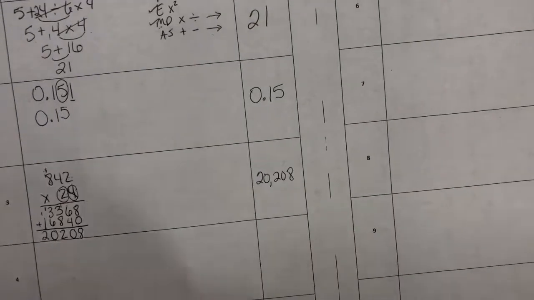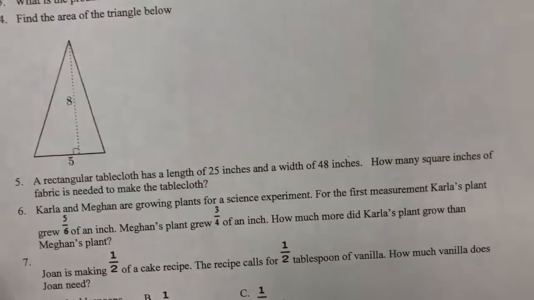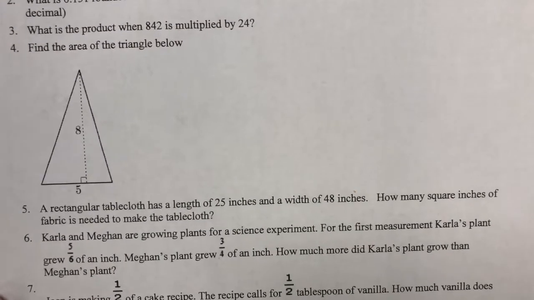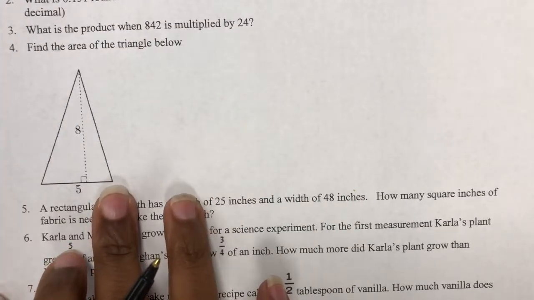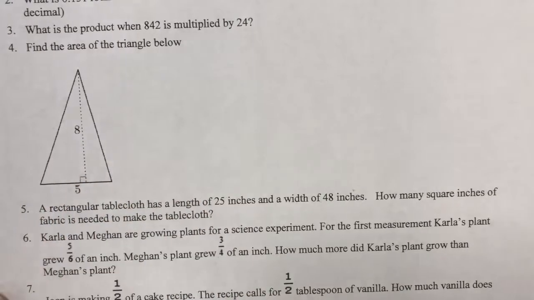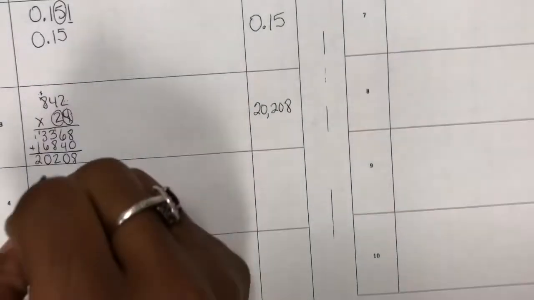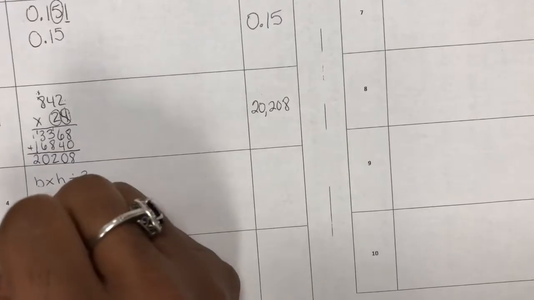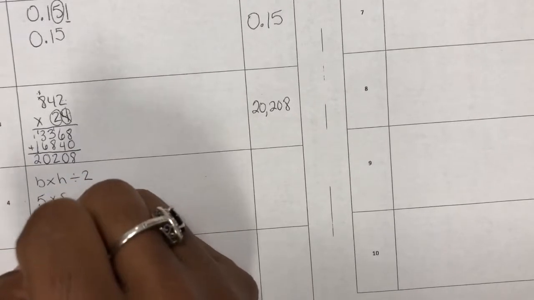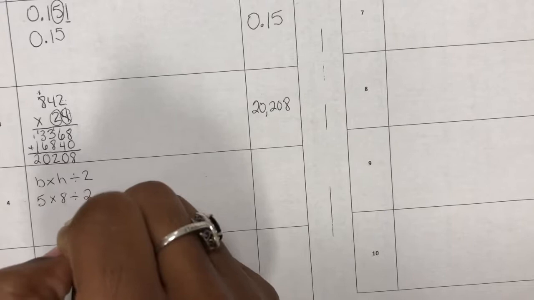So now let's look at number 4. Number 4 says, find the area of the triangle below. So we know for any triangle, we have to use the formula base times height divided by 2. And they've given us the base and they've given us the height. So I'm going to set this up by starting with my formula, base times height divided by 2. My base is 5 and my height is 8. And then I divide by 2.